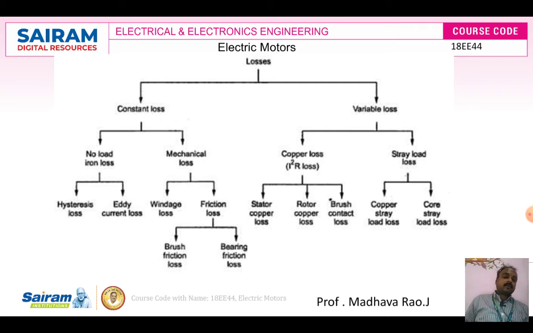Stray load losses are again subcategorized into two types: copper stray load loss and core stray load loss. Due to copper stray and core stray, these stray load losses will appear. Now we will see them one by one. First, we will see the copper loss.